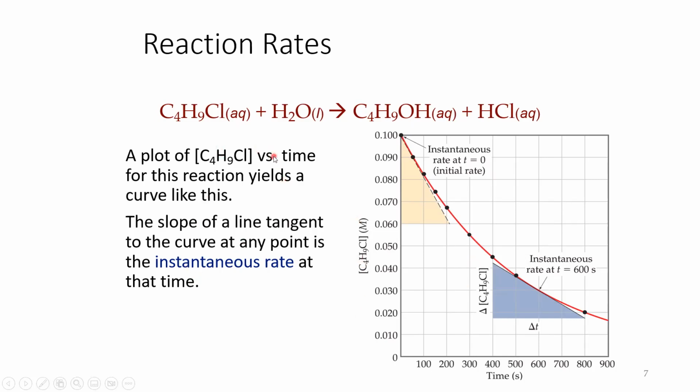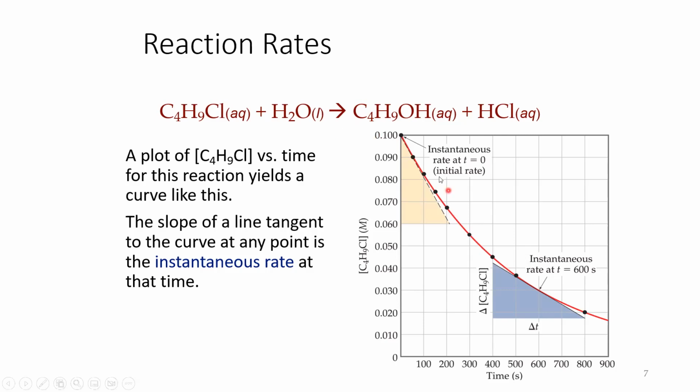But if we look at the graph here, we can get the rate at any point of this reaction just by looking at the tangent. So the tangent is just going to touch the line in one spot. And at that spot, the slope of the tangent is just going to be the rate of the reaction. So there's a couple different ways we can find this rate based on what type of information we're provided with.